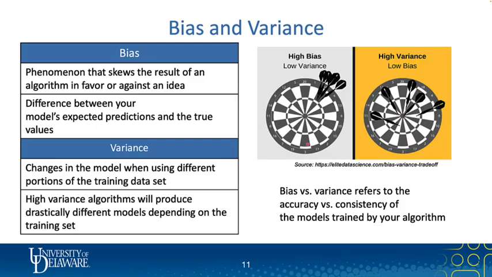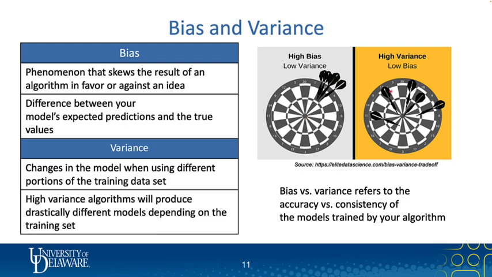Let's look at the example on the right. Now imagine the dartboard here. We have two scenarios. In this case, each dart represents a model trained on a different dataset. The variance is the spread of the darts on the dartboard around the target. In a high bias and low variance scenario, the darts cluster far from the target center, consistently missing the target. Models are consistent but inaccurate.